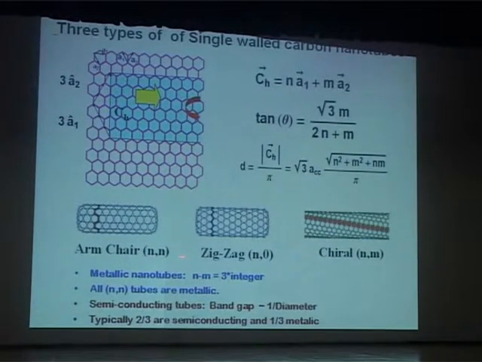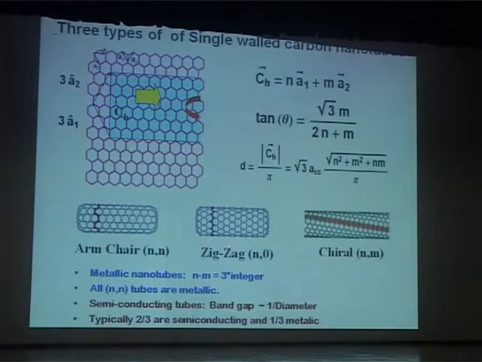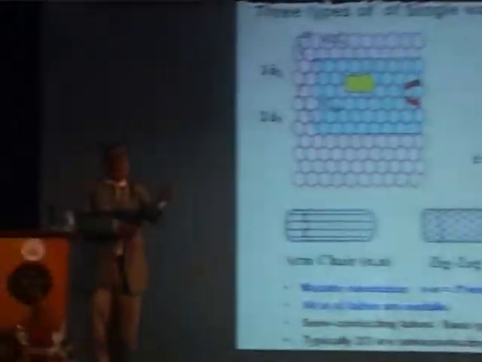And interestingly, when n and m are equal, these are called armchair, because that is how the bonds look like. This is zigzag, how the bonds look like. And chiral means they have no mirror symmetry about the axis. They define all the properties.